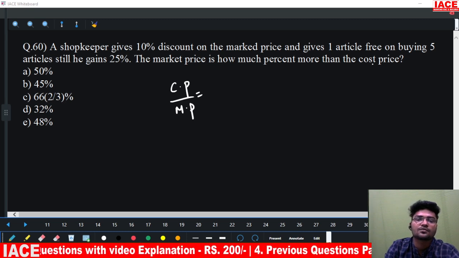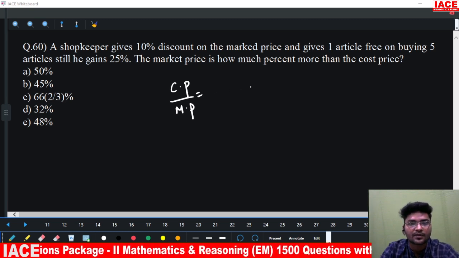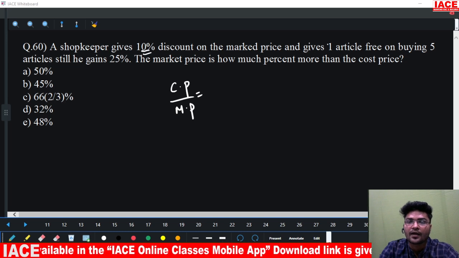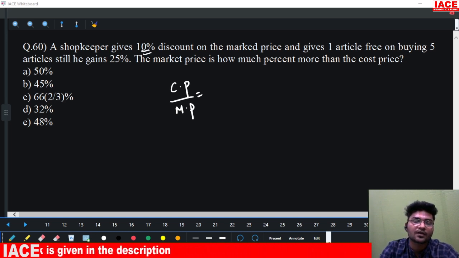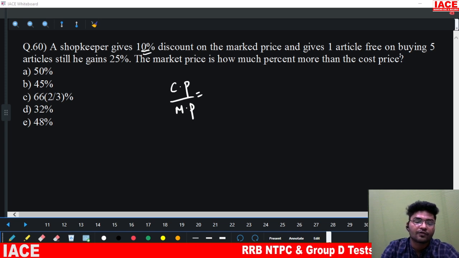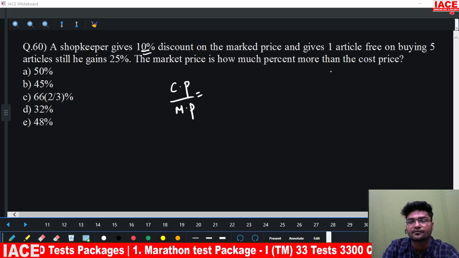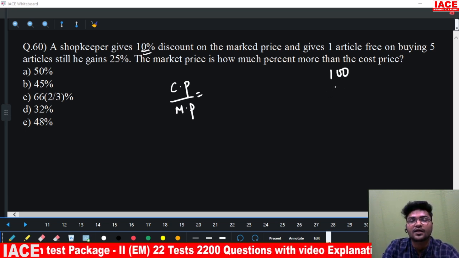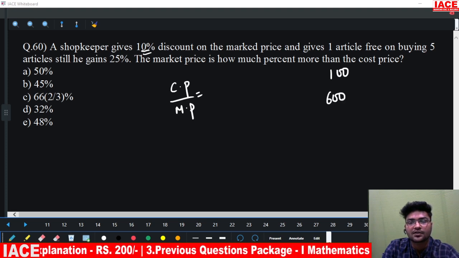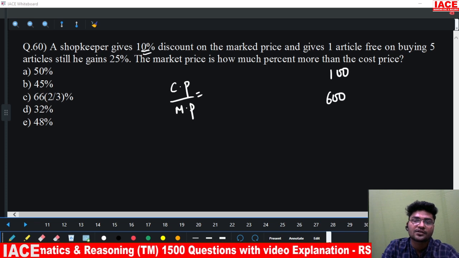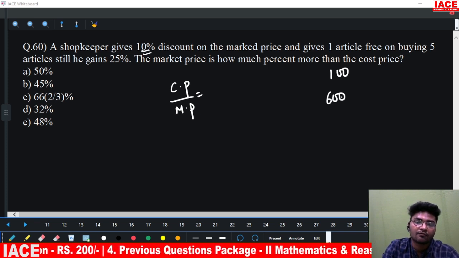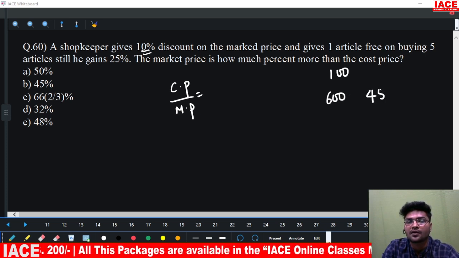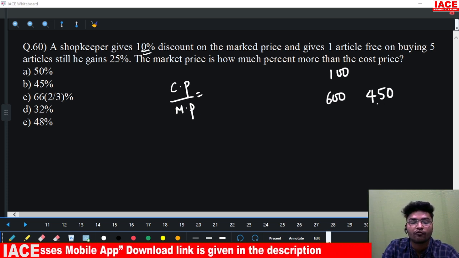The market price is how much percent more than the cost price? How will I find out? A shopkeeper gives 10% discount, and one article is given free on buying 5 articles. If one article is 100, his MRP would be how much? He is buying 500 plus one article free, that is 600. Remove 100 for the free article. For that 500, he is paying 10% less. That means he is paying only 450.